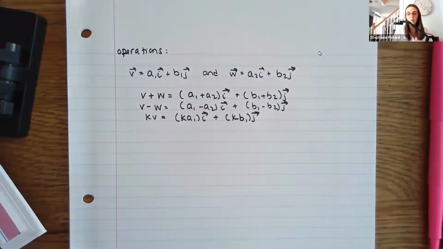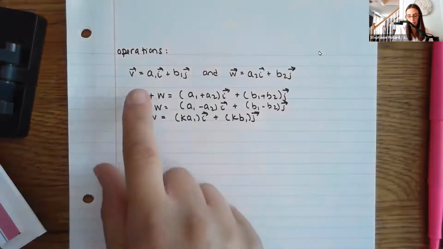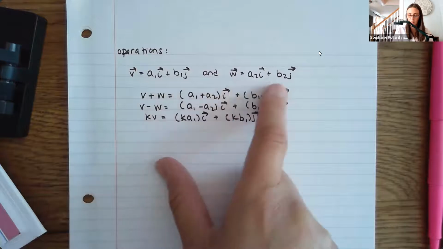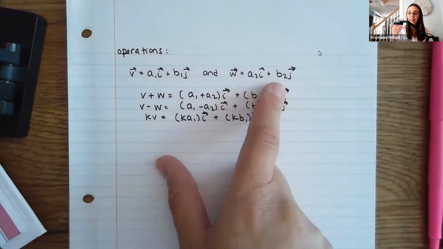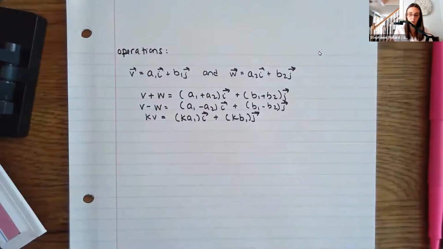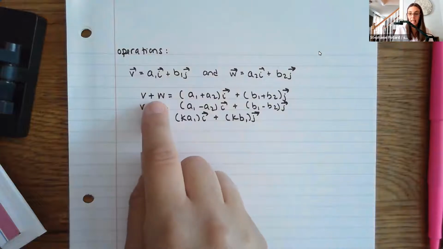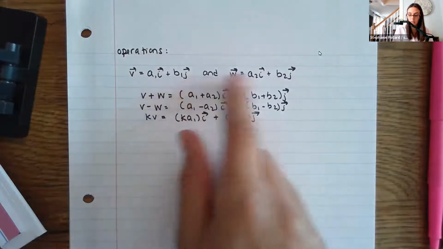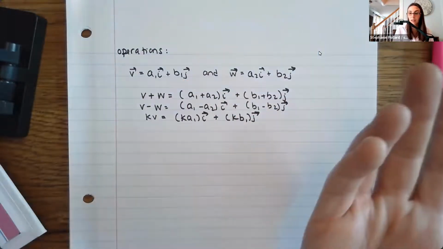Now you can also perform a lot of operations with vectors. Here we have two vectors, v and w. They're both written in terms of i and j, which is important here. To make it easier, for v we're going to let the values have subscript 1, and for w the values have subscript 2. Adding and subtracting vectors is very straightforward. If you're adding vectors, you just add the appropriate parts together. The a parts with the i get added, and the b parts with the j get added. It's really like combining like terms.